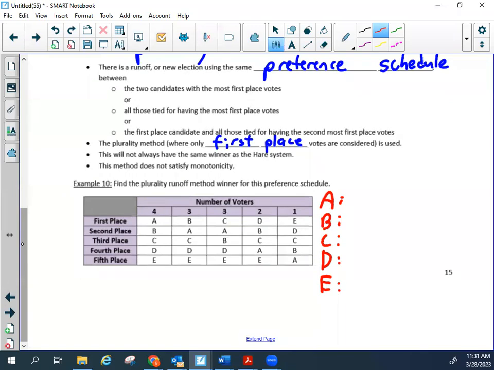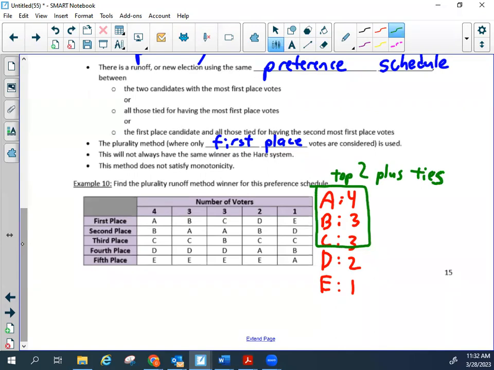Candidate A has 4 first place votes. Candidate B has 3. Candidate C has 3, candidate D has 2, and candidate E has 1. That's step 1, count the first place votes. Now I want the top 2 plus ties. So what do I see? B and C tied for second place. A is first, B, C tied for second. What that means is D and E are out. So I'll cross them out.